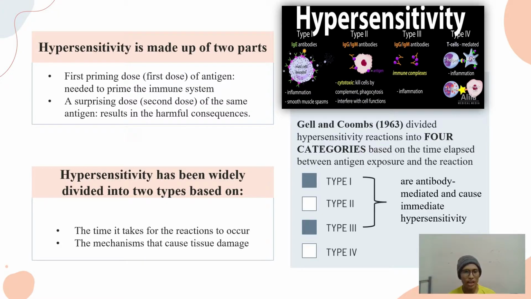According to Gell and Coombs in 1963, they divided the hypersensitivity reaction into 4 categories based on 2 criteria. The first criterion is the time elapsed after antigen exposure, and the second criterion is the reaction and the arm of the immune system involved. The 4 categories are type 1, type 2, type 3 and type 4. Type 1, type 2 and type 3 are antibody mediated and cause immediate hypersensitivity reactions, whereas type 4 is cell mediated and causes a delayed hypersensitivity reaction.